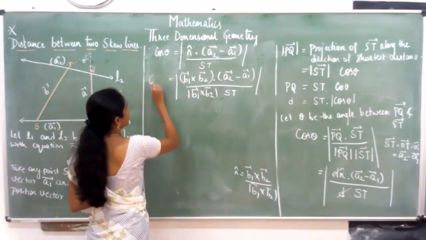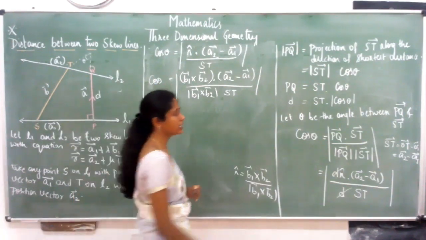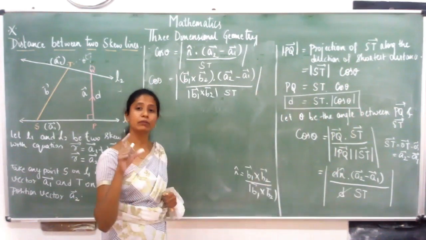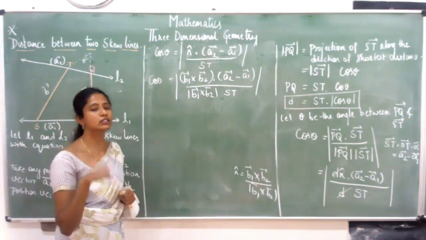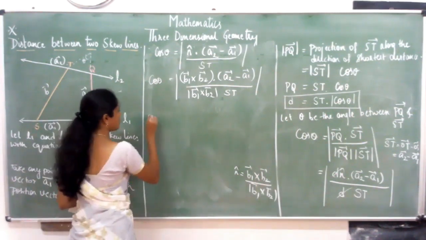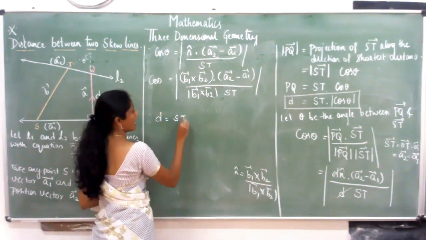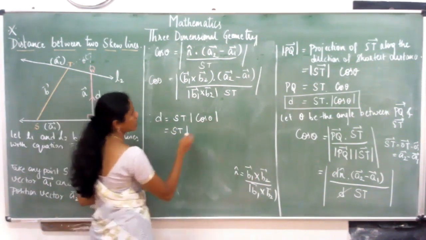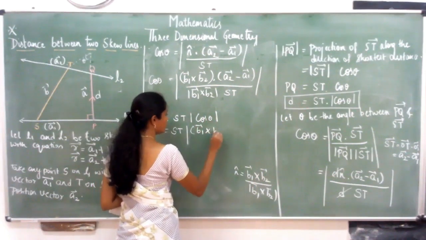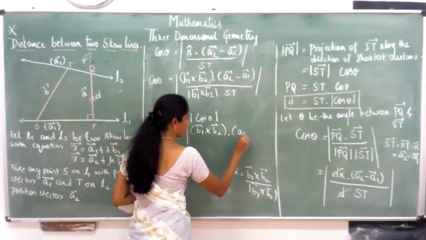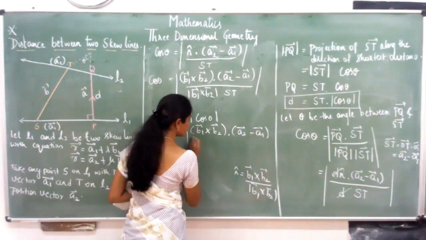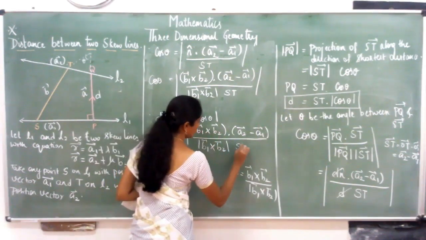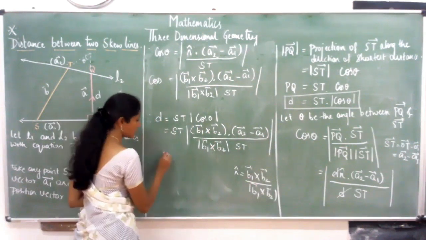So now we know the value of cos theta, but what are we interested in? We are interested in finding the distance D. What is D? D is nothing but PQ. PQ is the shortest distance between the two skew lines. Therefore, D is equal to ST into magnitude of cos theta, which is ST into vector B1 cross vector B2 dot vector A2 minus vector A1, whole divided by magnitude of vector B1 cross vector B2 into ST. Now ST and ST get cancelled.